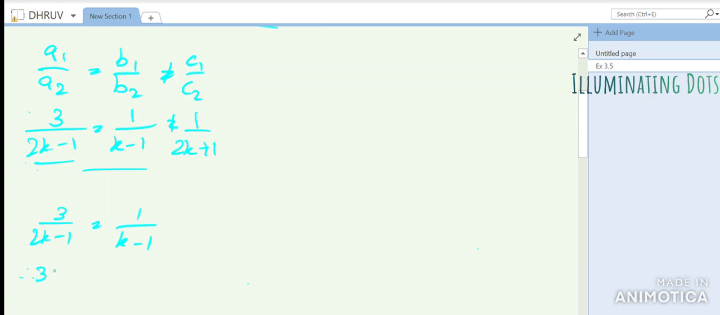Therefore 3k minus 3 is equal to 2k minus 1. I skipped a step. Therefore k is equal to 2. We got the value of k. This sum is over here. I skipped two steps. You do not have to skip any. So this was the second question here.